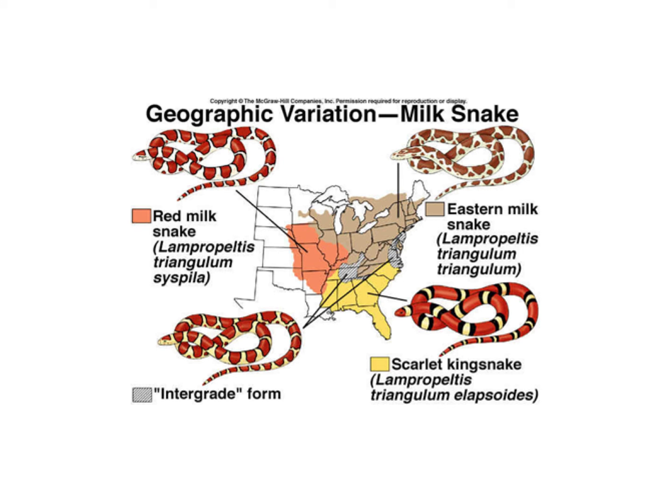So here's just another example, milk snakes in the eastern part of the United States. They have been separated long enough that enough changes have taken place in these different types of milk snakes that they no longer could make fertile offspring. So now they're different species of milk snakes.